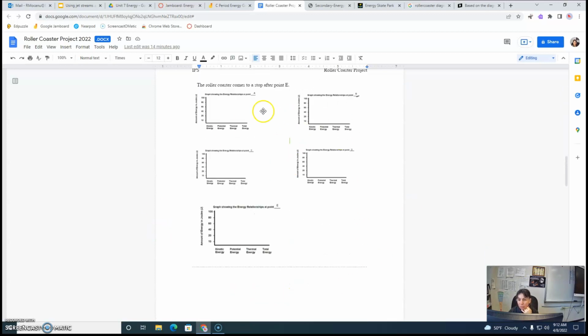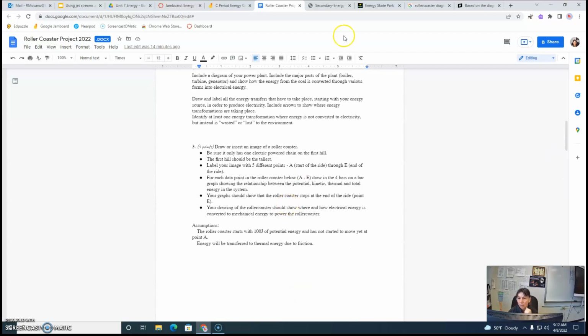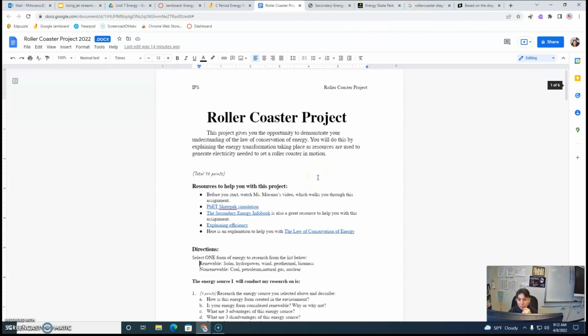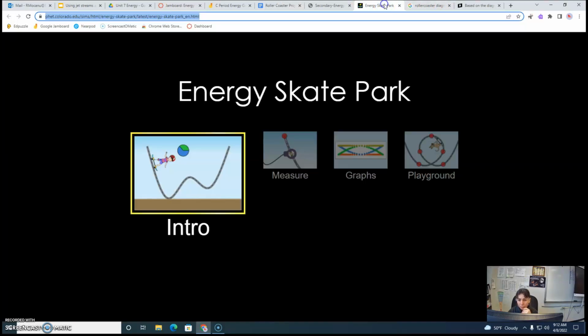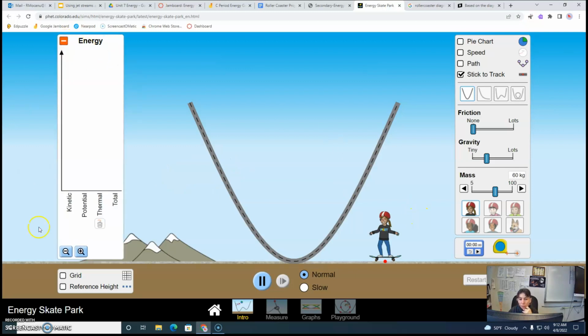So you're going to use these graphs right here to show what happens to the energy at those points. And if you're a little bit confused on this, I highly suggest going back to this Fed Skate Park activity that is linked right here. Basically, what this is asking you to do is to remember these energy graphs that we worked with, and remember how at different points, let's actually put some friction in there. Let's put some thermal energy, and let's see what happens.